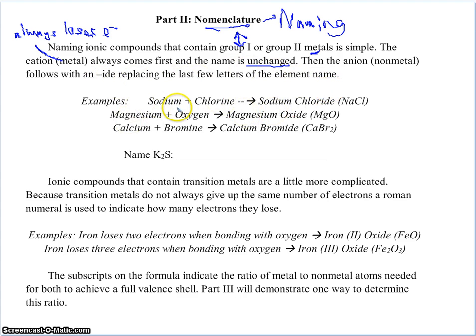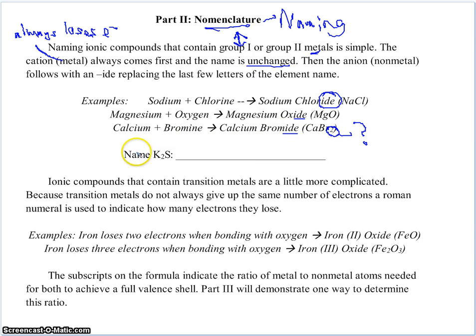Okay, so if we have sodium and chlorine, we get sodium chloride. There's the -ide, and that would be NaCl. Magnesium and oxygen, we get magnesium oxide. There's the -ide. The metal's unchanged, MgO. Calcium and bromine, we get calcium bromide, CaBr2. It's interesting, there's a 2 here. I don't really know what that is, but I get the "ide" part.